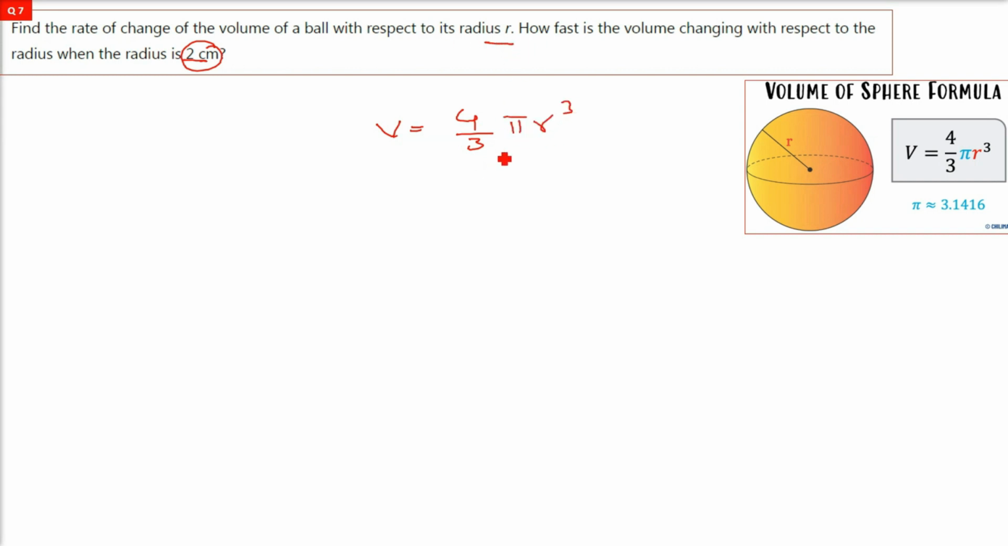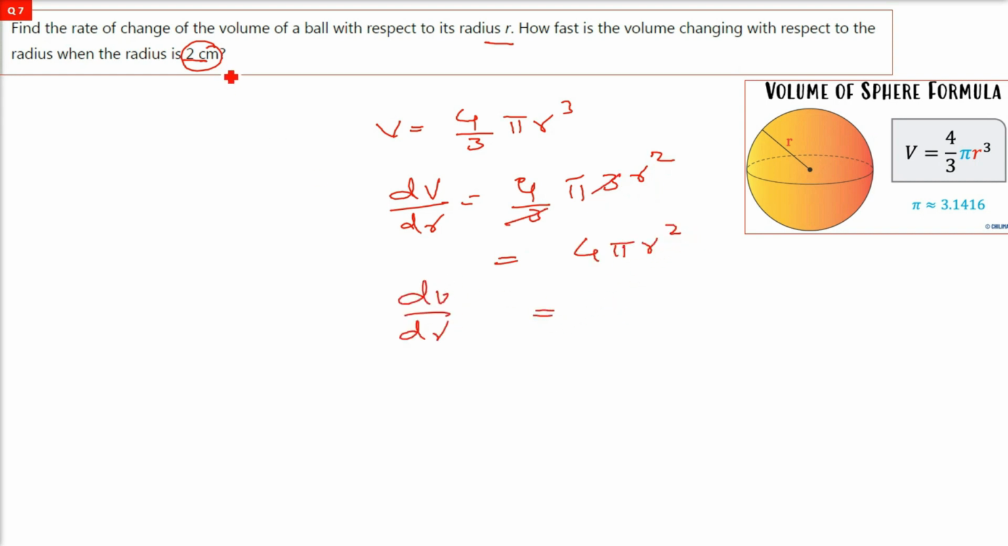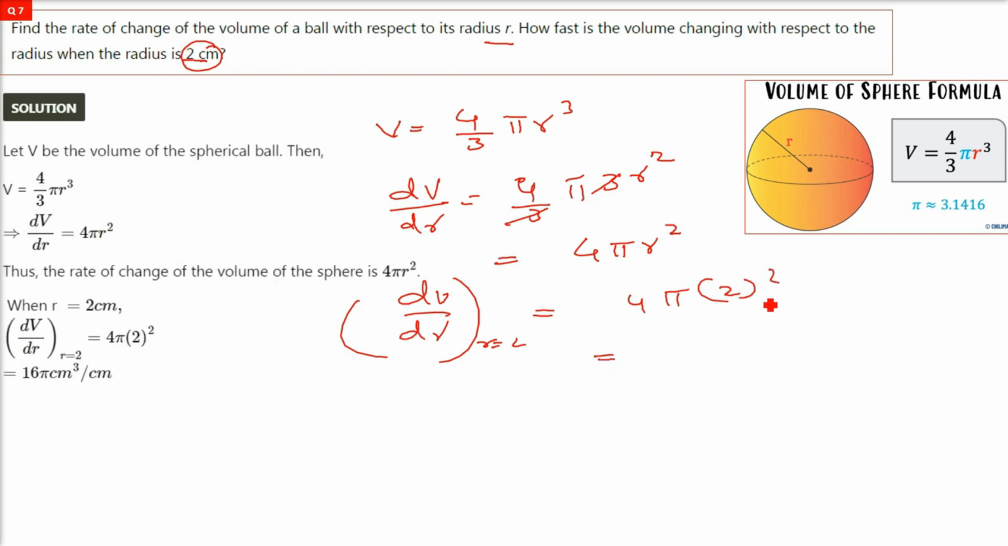And you don't have to do anything, just differentiate it. dV by dr: 4 by 3 pi, r cube will be 3 r square, and you get 4 pi r square. The volume changes to the surface area whenever you differentiate it with respect to r. Now dV by dr at r equals 2 is 4 pi, and in place of r, replace it by 2 square, that is going to be 4 fours are 16 pi, which is the answer. And this is on the left. I just gave you a reference. That is how you're going to follow and write in your exam.